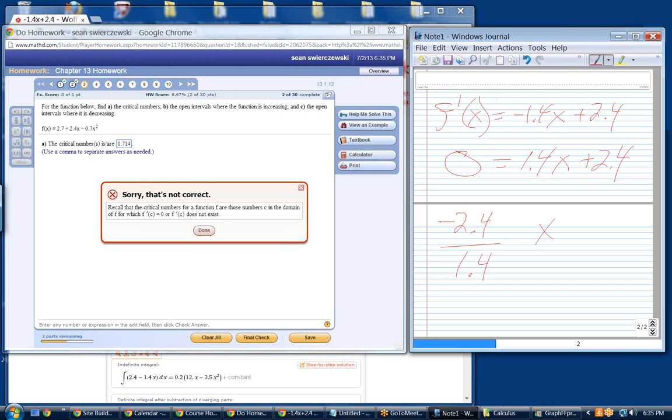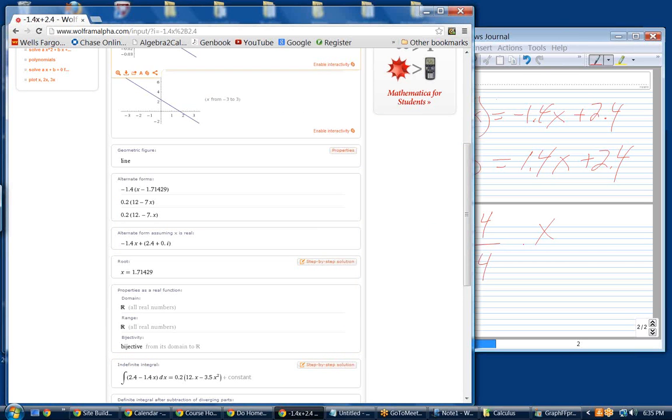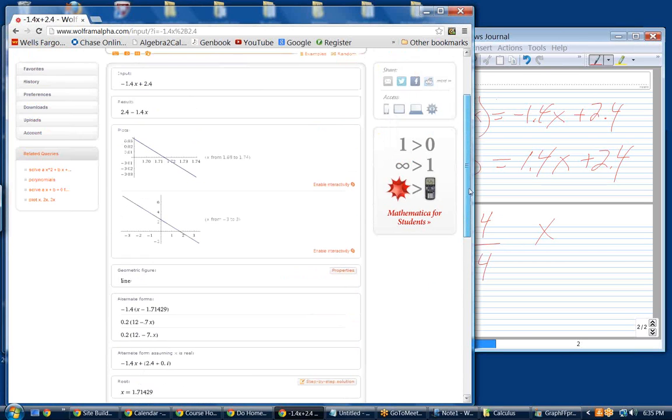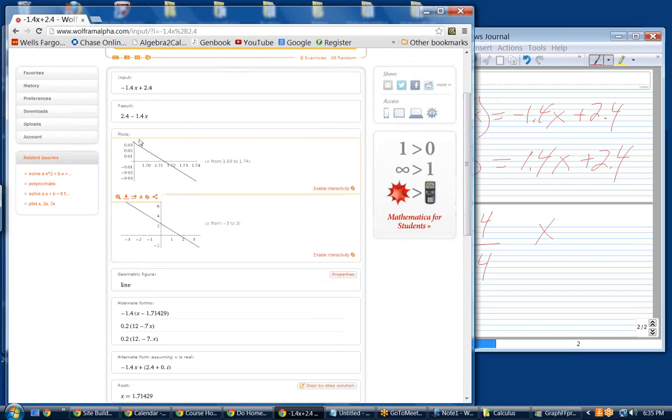And there's only one of them. You'll notice that the derivative is linear. This is what the derivative looks like. So there's only going to be one zero. I'm not quite sure what's going on here. Maybe just do 1.7. Okay.